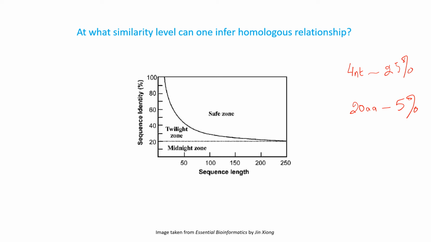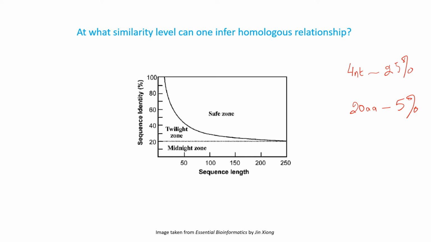So for example, in this case, suppose there is a sequence that is 100 residues long. If sequence identity is 30% or more, we can safely say that the two sequences are homologous to each other. And if the sequence identity is between 20 to 30%, we are not sure whether to say that these two sequences are homologous or not. But we will be sure that less than 20% identity is not enough for inferring homologous relationship.